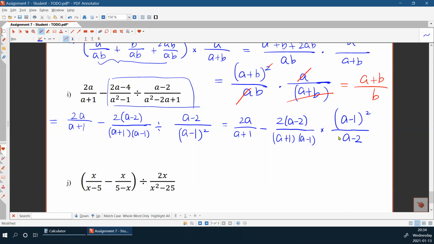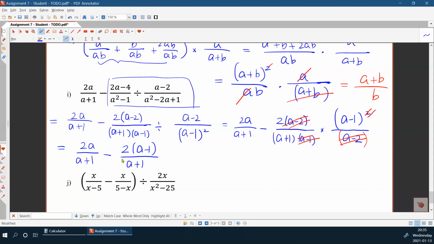Okay, and now you can see that all the terms are in a factored form, and then you can cancel the common factors there. Okay, there's a common factor A minus 1. A minus 1 can be canceled with this one. Now this expression becomes 2A over (A plus 1) minus what's left there, 2 times (A minus 1) over (A plus 1), right?